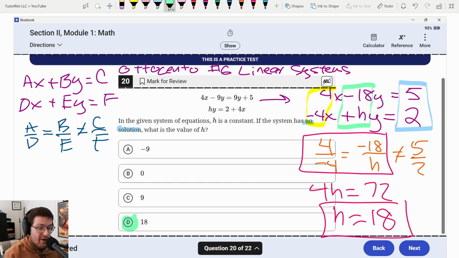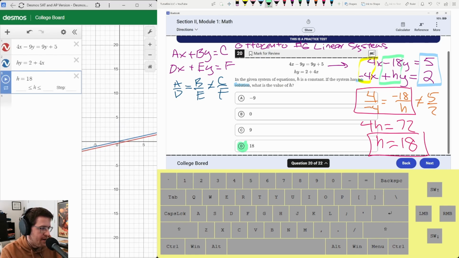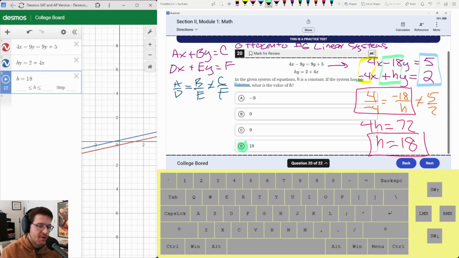These problems get way harder, so please make sure you know how to do them. We can also do this one entirely on Desmos because it's multiple choice, so let's go do that. Okay, I typed in the original system, and no solution should look like parallel lines, so A can't be right. Let's try 0. Those also have one solution, that can't be right. Let's try 9. Those also have one solution, that can't be right. Let's try 18. 18 seems to be parallel, so this system has no solution.